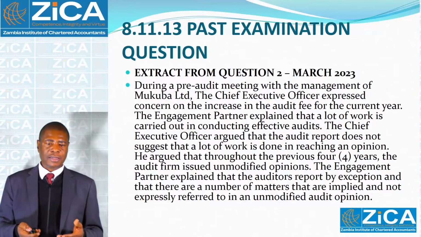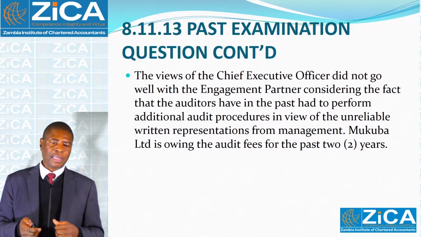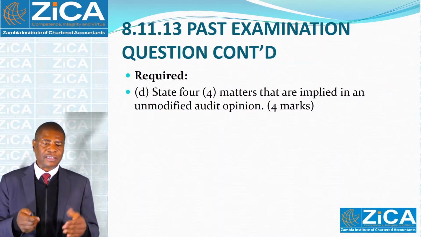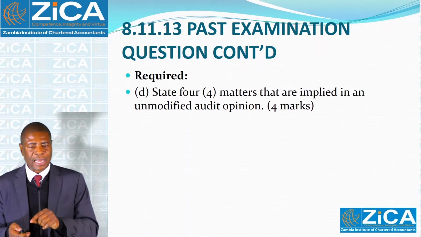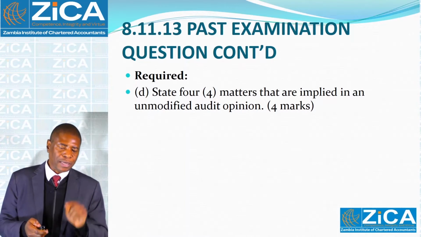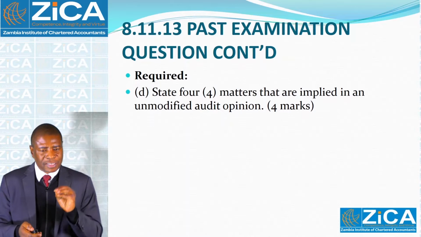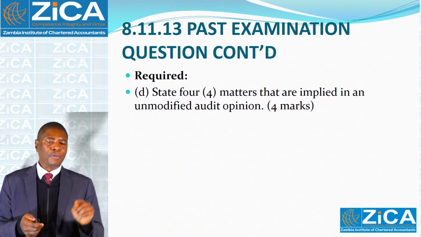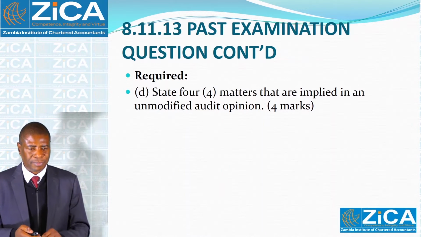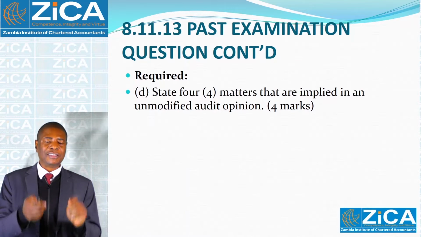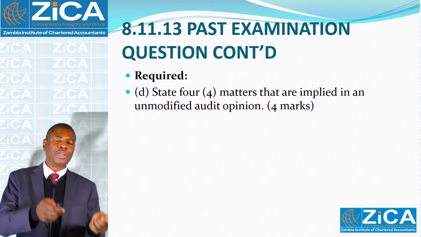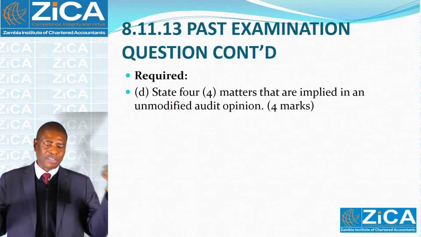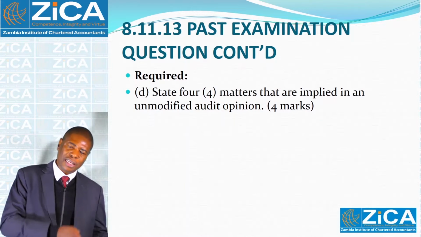March 2023, again, there was a question 2. Part D simply stated, state 4 matters that are implied in an unmodified audit opinion. We are not saying talk about unmodified audit opinion. No. We are saying, if the auditors say these financial statements are showing a true and fair view, what else are they saying by implication?